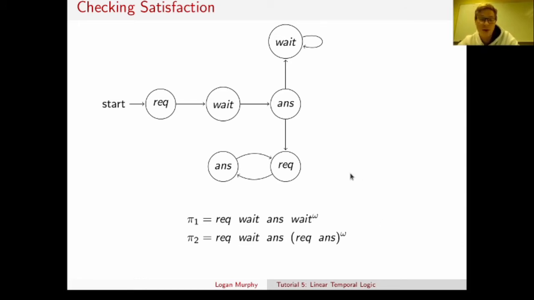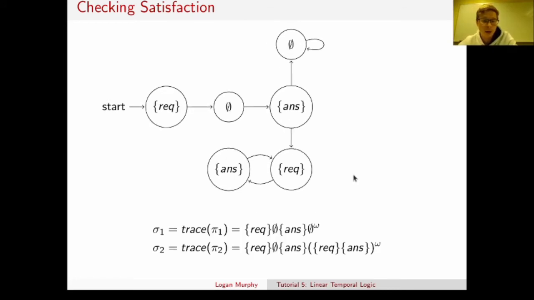What we're really looking for are the infinite words, which are induced by the traces of these paths. So if we apply our labeling function, we find that the trace of pi1, which we call sigma1, is the singleton rec, or just rec, followed by the empty set, followed by ands, and then the empty set again for infinity. And the second word we get, sigma2, the trace of pi2, is rec, followed by the empty set, followed by ands, and then rec and ands in alternation forever. All right, pretty straightforward. Like I said, in this case, all of our state labels are singleton sets, but they don't have to be in general. It all depends on how you define the labeling function.